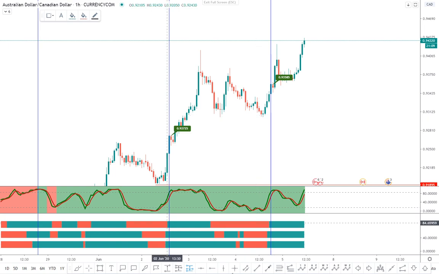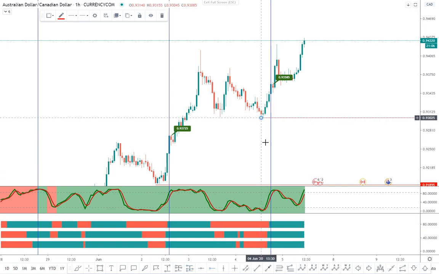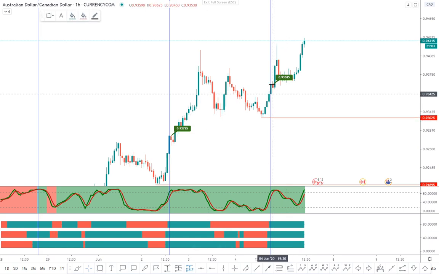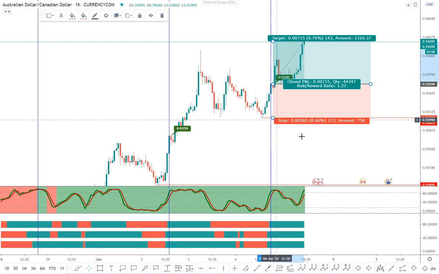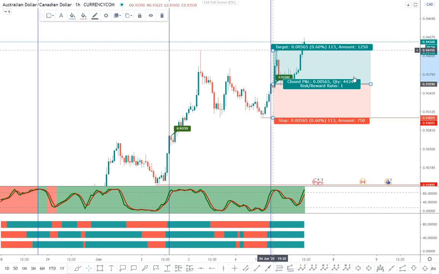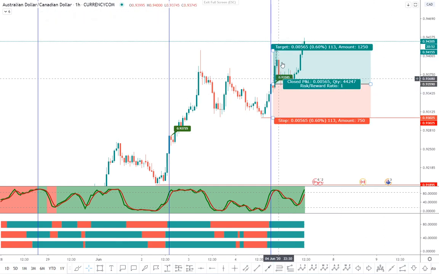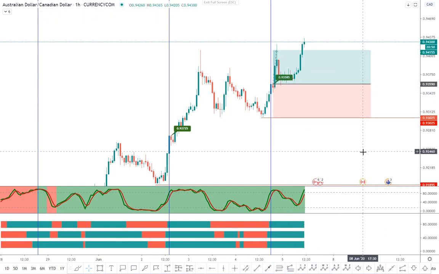Long, stop loss here at the structure low, 1 to 1, and our target hit on the next two candles. That was a very good one.